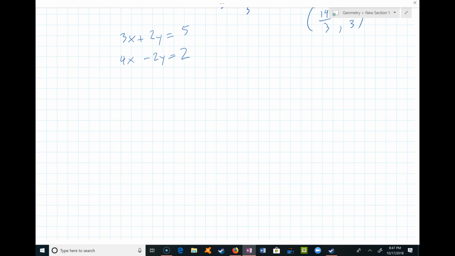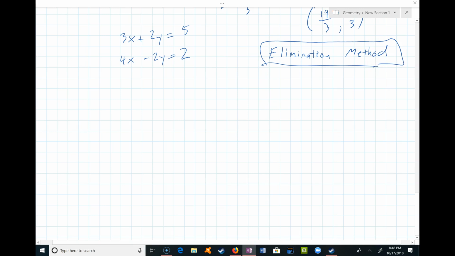This is going to be using what I call the elimination method. Elimination method. This is yet another method for solving a system of equations. And this works particularly good for linear equations. In fact, this is my favorite method. I really like it. Okay?